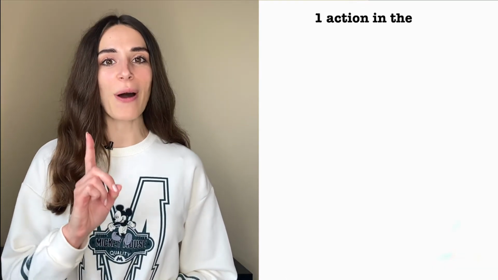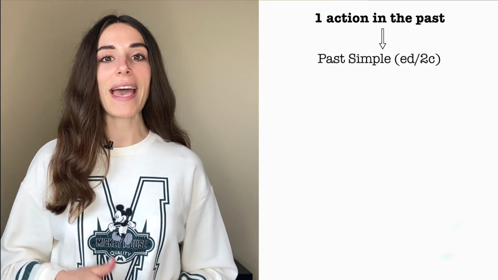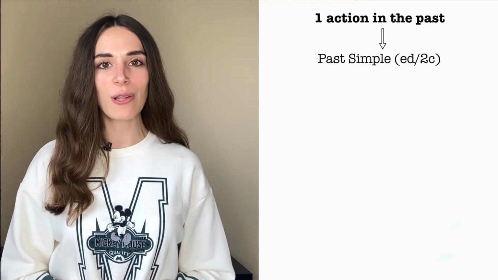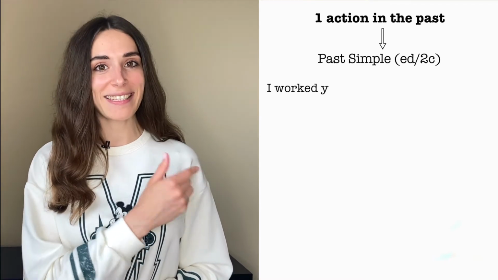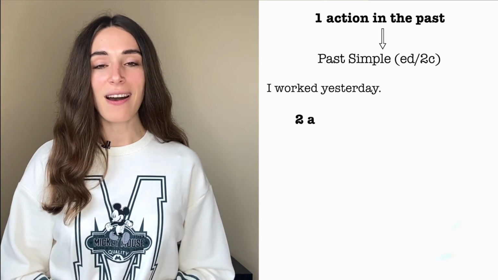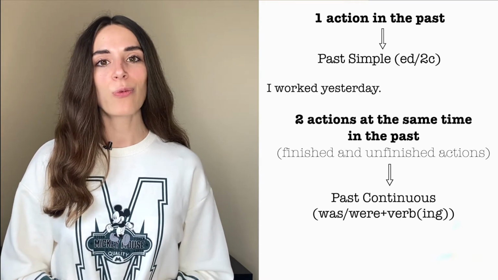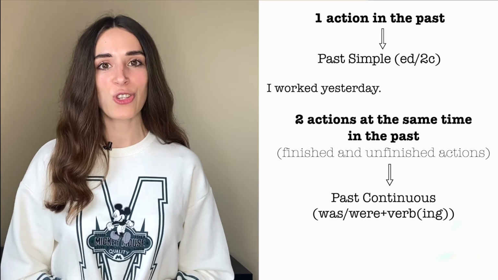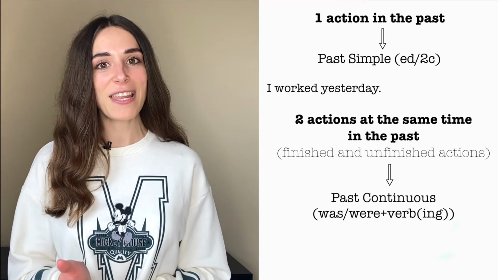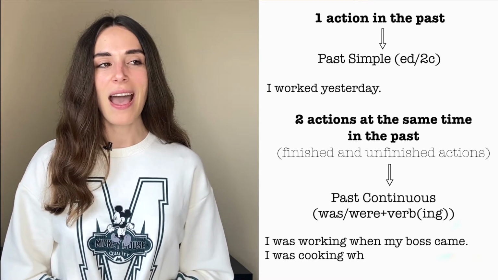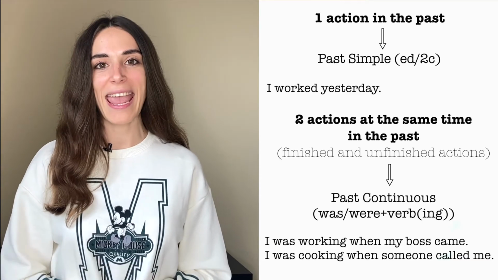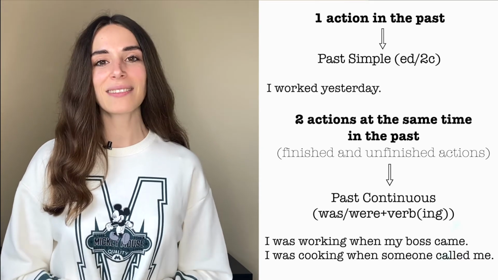So if there is one action in the past, we add -ed or the second column of verbs. I worked yesterday. However, if there are two actions at the same time in the past, we add was/were plus an -ing form if it's unfinished and in progress. I was working when my boss came. I was cooking when someone called me.